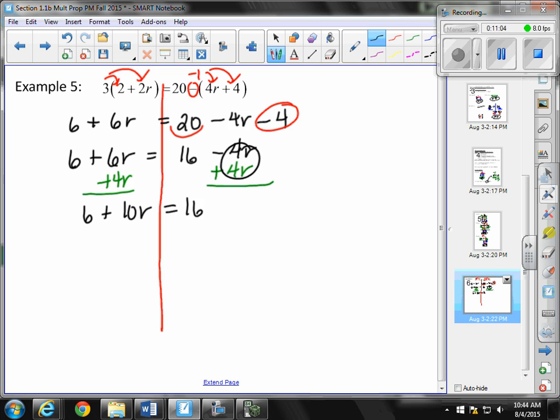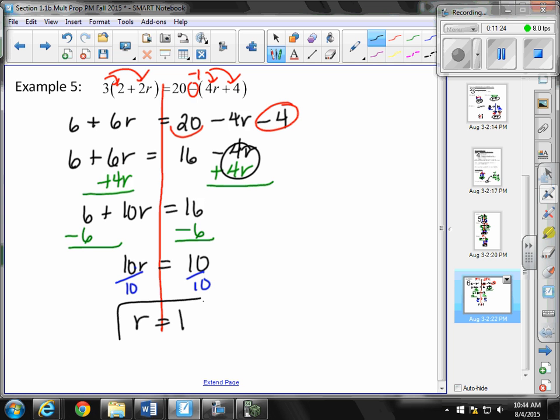I need to get all my numbers together. I'm going to subtract 6 because I want that 10r by itself. 10r equals 10, and multiplication property, 10 times r, I'm going to divide both sides by 10. And I get r equals 1. There's my answer. Now, I'm going to go back. I'm going to check this one.